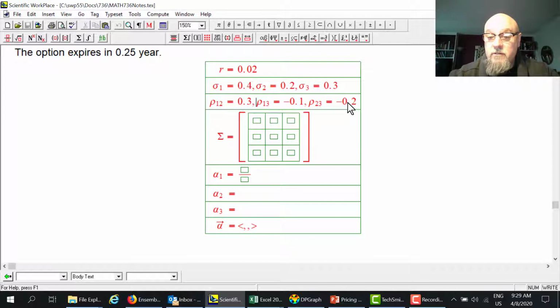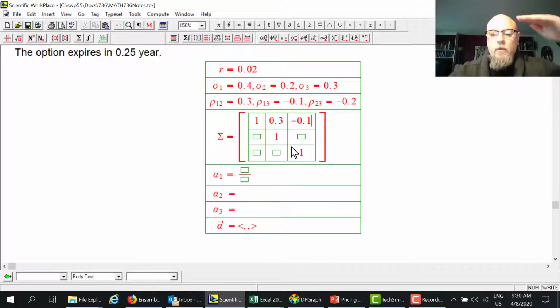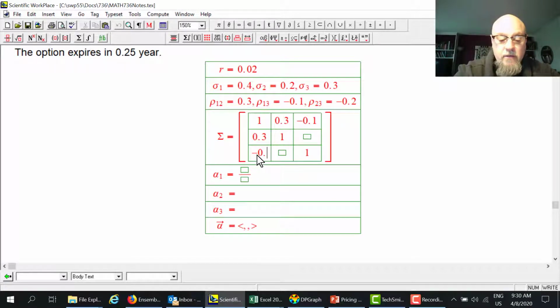What about these correlations? Now this is new because the option depends on multiple stocks. It's a basket option. So here's our correlation matrix. I know that it has ones down the diagonal because that's how stock 1 is correlated to stock 1, stock 2 correlated to stock 2, stock 3 correlated to stock 3. The correlation between stock 1 and stock 2 is 0.3. And here I've got a negative correlation, so when one stock goes up, the other one tends to go down. So they're kind of balanced. We know that this correlation matrix is symmetric.